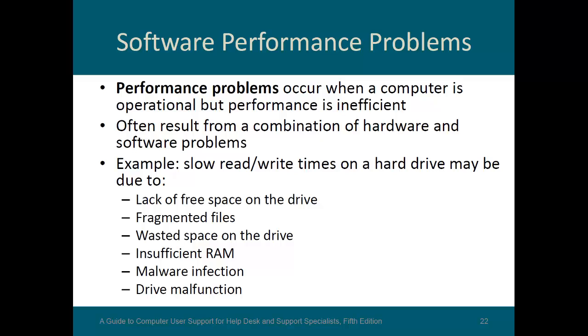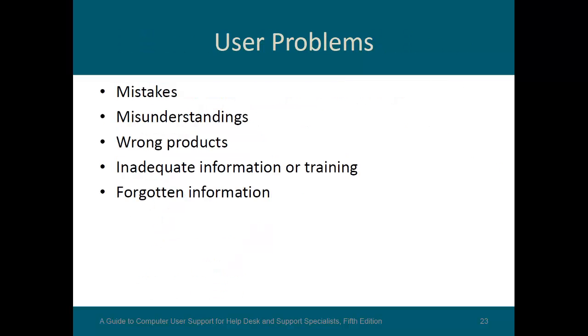Performance problems occur when a computer is operational, but performance is inefficient. They often result from a combination of hardware and software problems. An example would be slow read-write times on a hard drive, and it may be due to lack of free space, fragmented files, wasted space, insufficient RAM, malware, or drive malfunction. So everything works, it just works much more slowly.